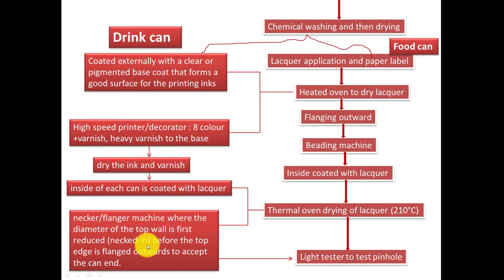Fine. So yeah, there is another difference. Here only flanging was carried out. Here necking and flanging will be carried out, and your product is ready to accept the can end. And after this process, the can is tested for pinholes by passing it under a high beam of light, which is known as light testers.